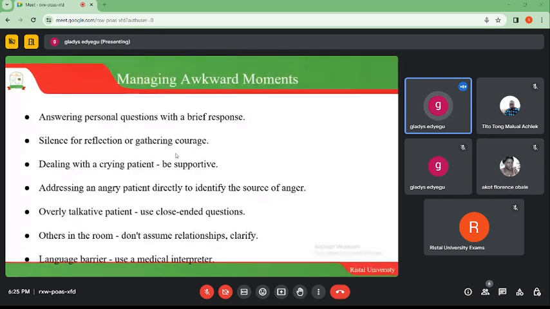Then the other one is dealing with a crying patient. How are you going to deal with a patient who is crying? Maybe he has lost a relative, he has lost a child, and those are awkward moments in managing or assessing our patients. So you can just give support. When a patient is crying, sometimes you cannot tell them to stop because it's something normal. When someone is hurt, the person will always cry. So you just give support to them and allow them to bring out the anger, and there they can get relieved.